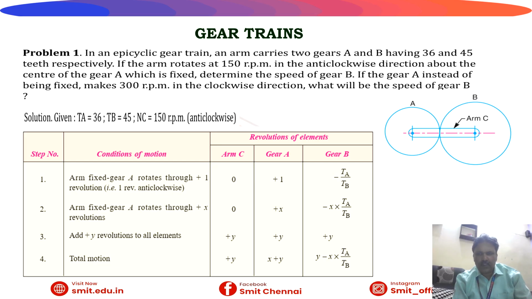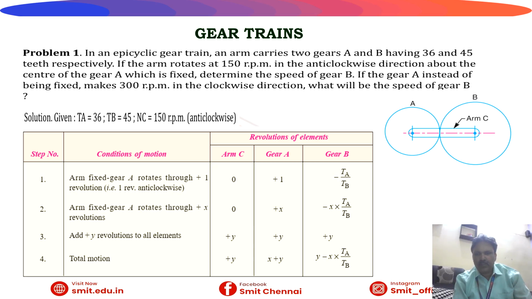If the arm is fixed, automatically arm C will be 0 in the first row. Then gear A we rotate with +1 only. So that's why it is +1. Why is it minus TA by TB? Whenever A is moving in the anticlockwise direction, B will be rotating in the opposite direction, that is clockwise. So automatically the minus sign will come, since both are opposite to each other. That's why it is minus TA by TB.